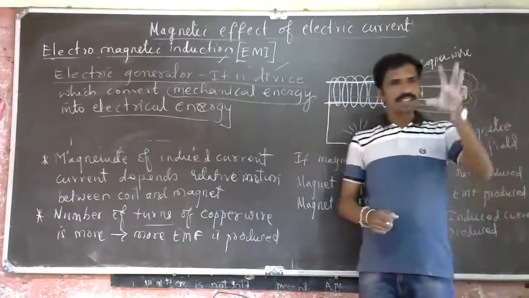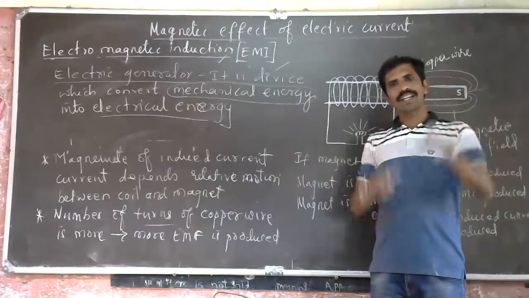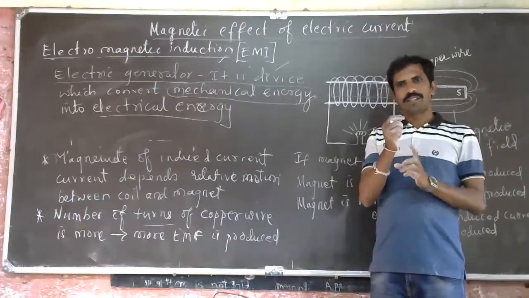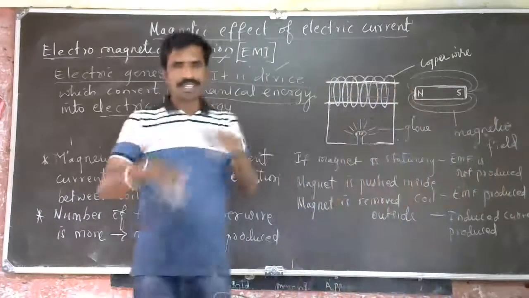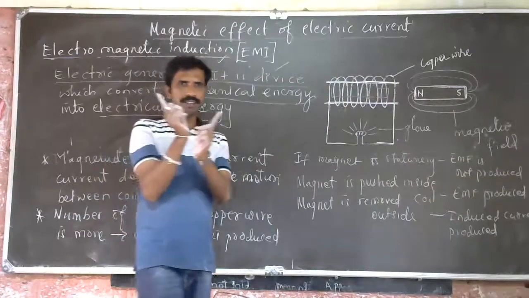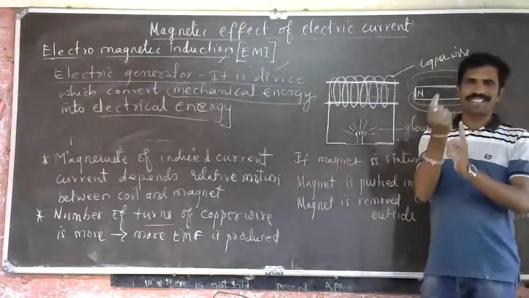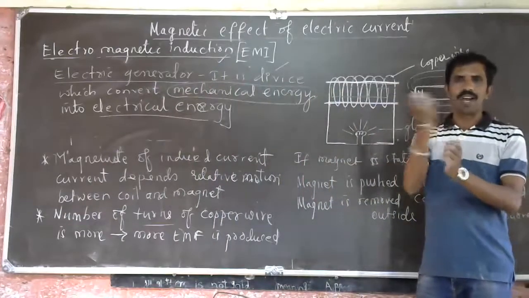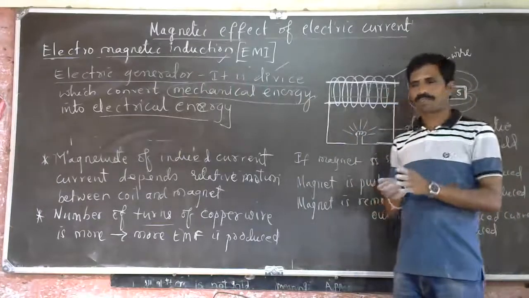See, in cycles, dynamos are fitted. In the old cycles, dynamos were fitted actually. When we pedal the cycle, the cycle starts moving. During that time, the dynamo was connected to the tire, and inside the dynamo the coil was moving. Because of that, electricity was generated.